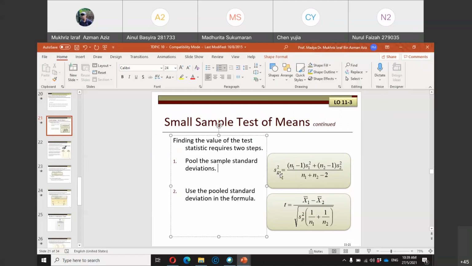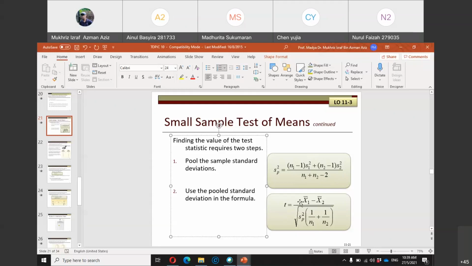So the formula for S squared P, P stands for pool: sample size number 1 minus 1 multiplied by the variance of that sample, S1 squared meaning the variance value or standard deviation squared, plus N2 minus 1 multiplied by the variance of sample number 2, divided by the combined value of the two samples minus 2. And then followed by the t-test as well.